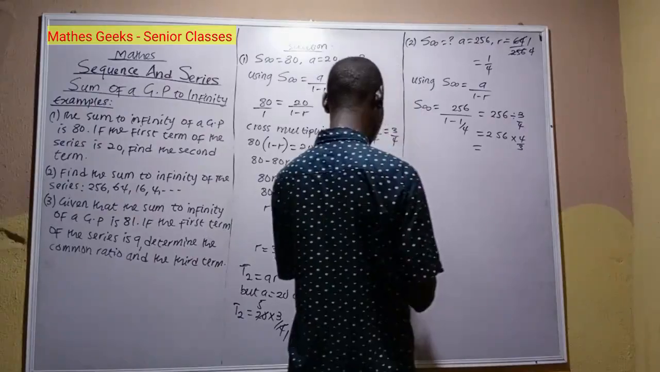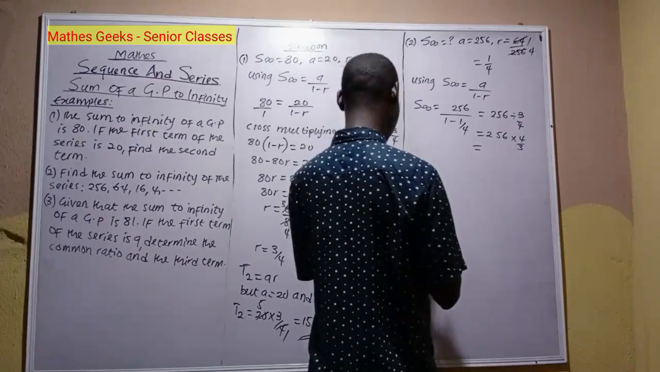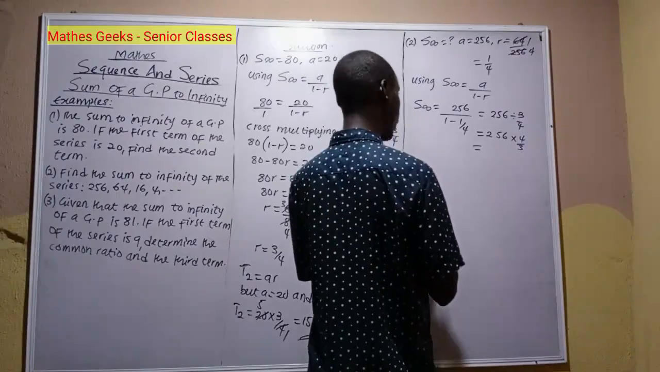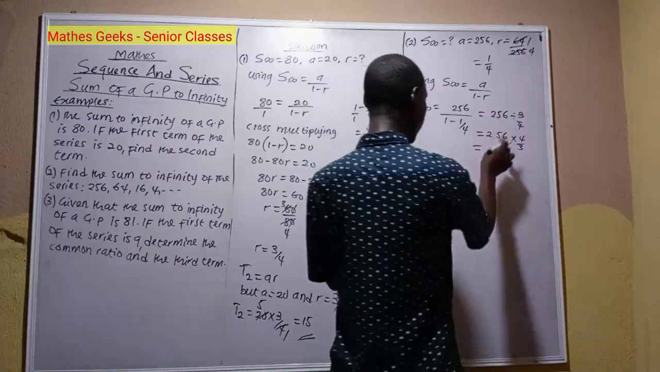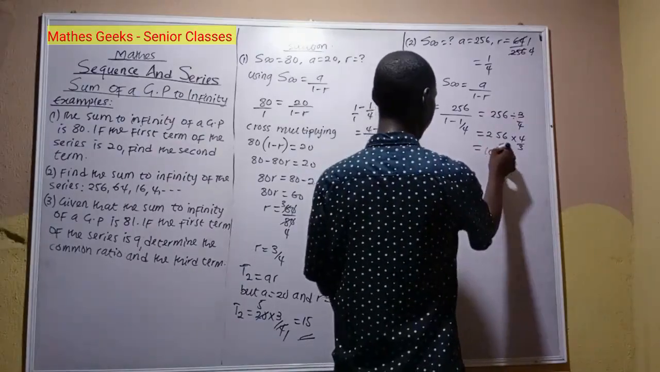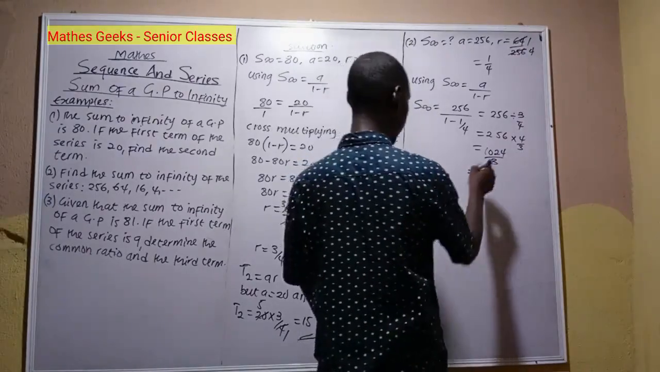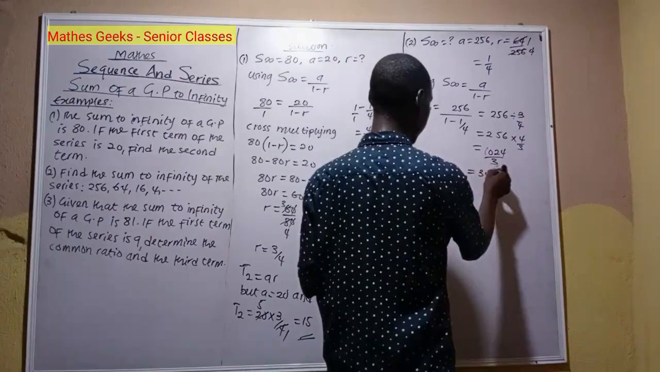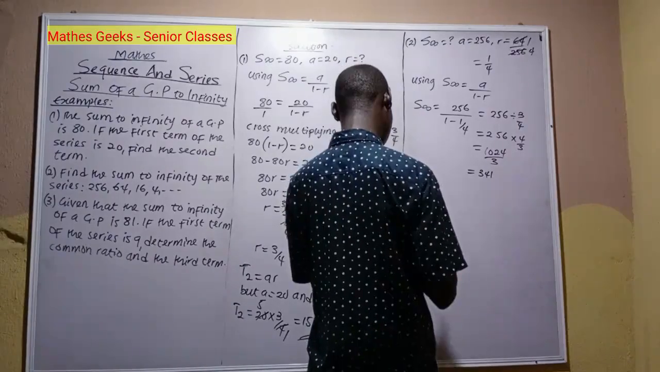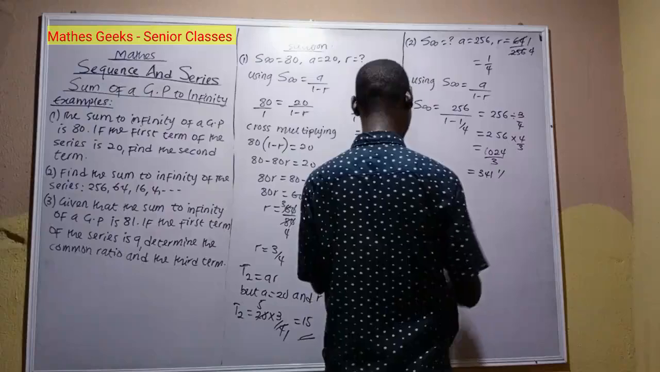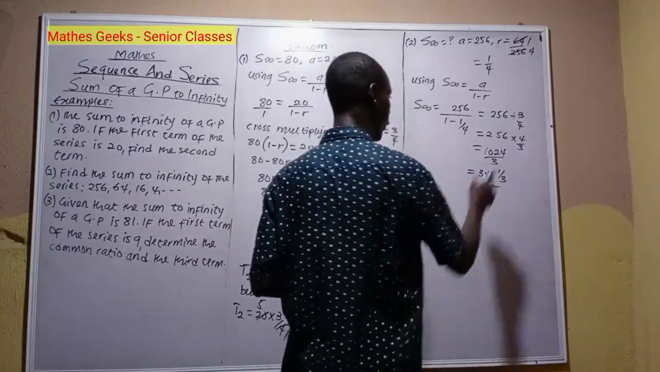256 times 4 divided by 3 will give us 1024 divided by 3. That's 341 and 1 over 3.